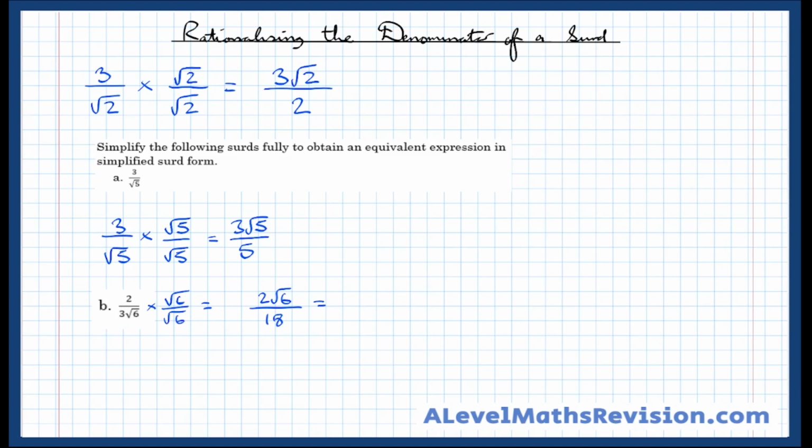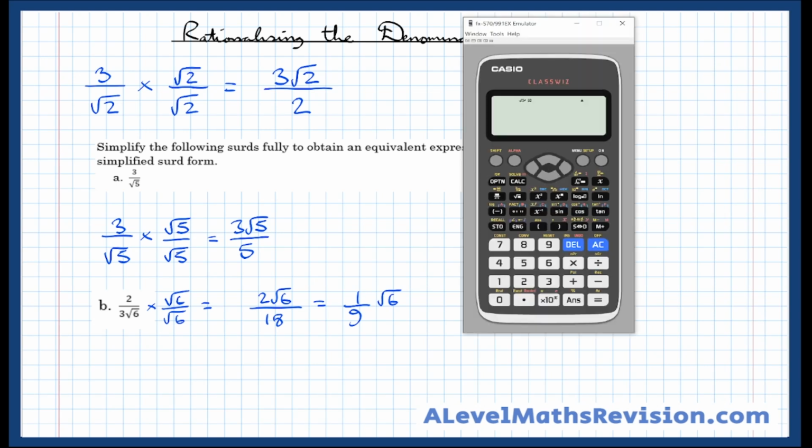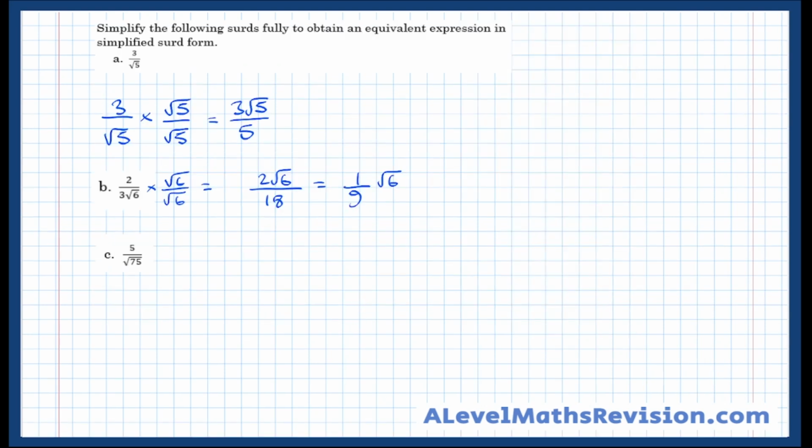Which we can also read as 2/18 of root 6. Well, 2/18 is 1/9, so 1/9 of root 6. An equivalent expression would be root 6 over 9. Putting it in the calculator, we can see that the original question, 2 over 3 root 6, when we press equals, gives us root 6 over 9, the equivalent of what we wrote there. All's good.